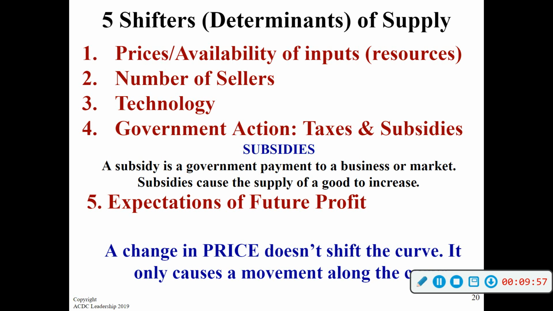Taxes shifted to the left, subsidies shifted to the right. And then 5, expectations of future profit. If businesses think that they can earn a greater profit in the future, they're going to enter into that market, and so supply is going to increase. If firms think that they're not going to be able to sell as much in the future, they're going to leave that market and supply is going to decrease.